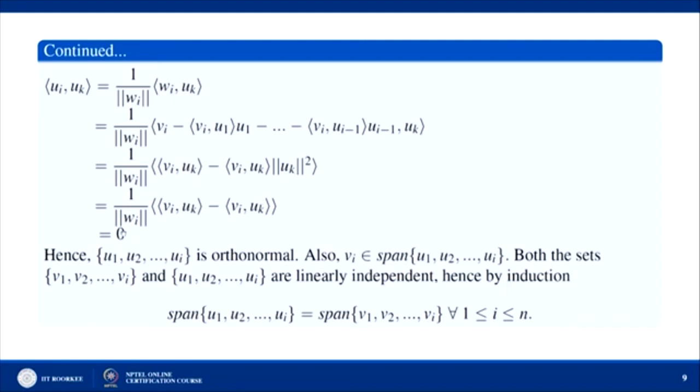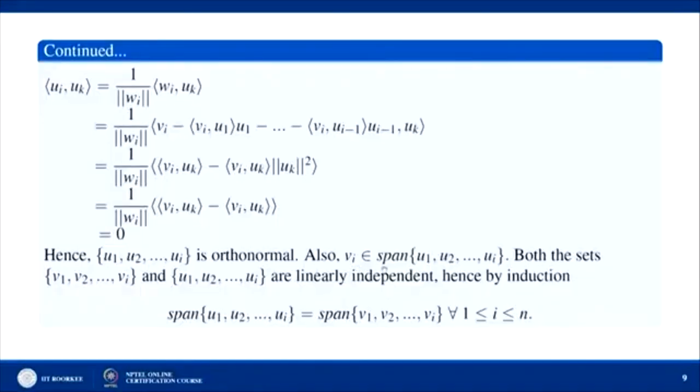So we have shown that the set of i vectors u1, u2 up to ui becomes an orthonormal set. We have set it like this only, and also vi belongs to the span of this, this also we have seen from above. So both the sets are linearly independent, hence by induction we can say that the span of this equals the span of this for all i's. So hence we have proved the Gram-Schmidt process.